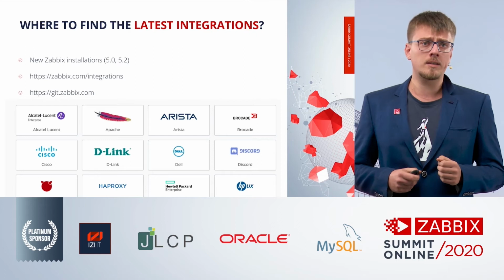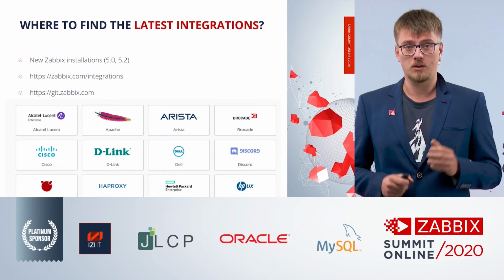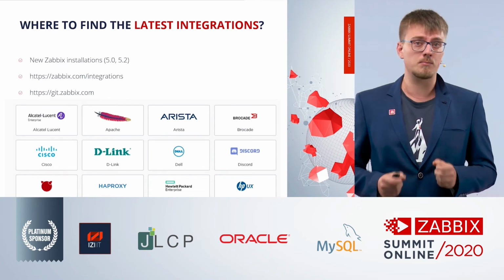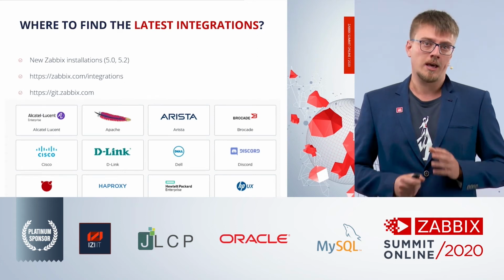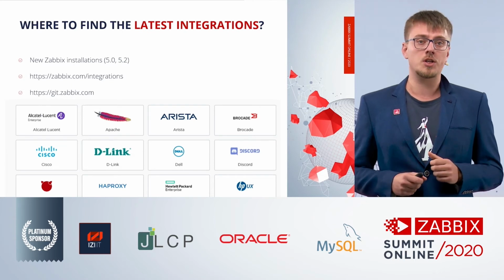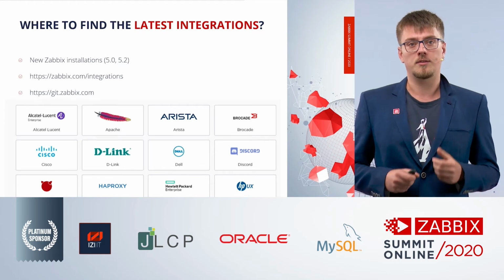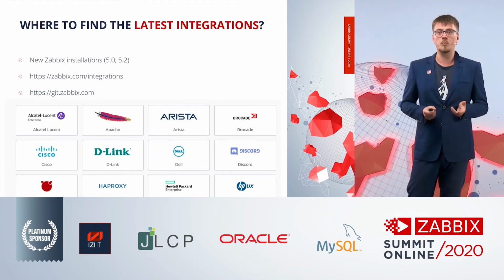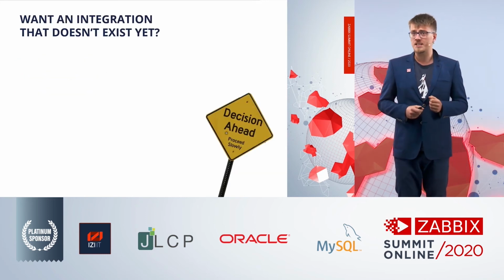But you might ask yourself a question, where to find those latest integrations? Well, the good news is if you install a new Zabbix installation, be it 5.0 or 5.2, they come pre-packaged, pre-installed, and ready to use. But if you need to find any integration, you can always go to zabbix.com/integrations, or if you're a fan of using open source code, you can go to git.zabbix.com and find them in the templates folder.